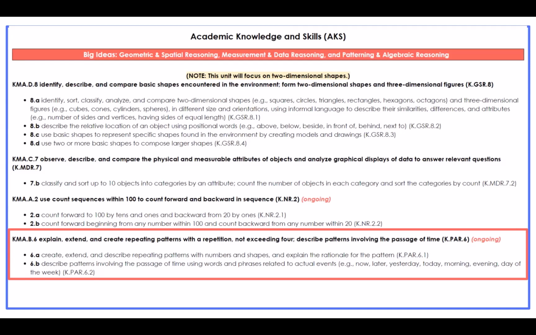IOA 6B states students describe patterns involving the passage of time using words and phrases related to actual events like now, later, yesterday, tomorrow, morning, evening, or days of the week. This IOA should be taught throughout the year. This indicator will not have specific lessons devoted to it. Instead, students will work with this IOA in activating strategies and in conversations about their days as they describe patterns related to time from real life.